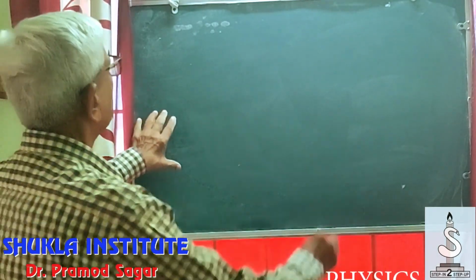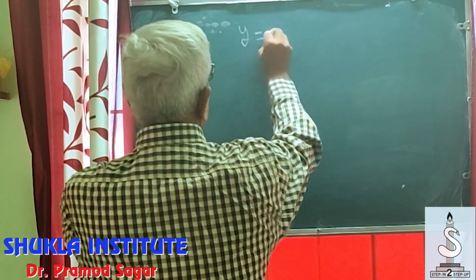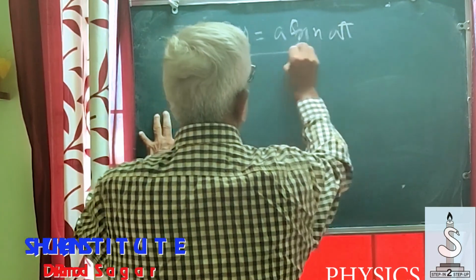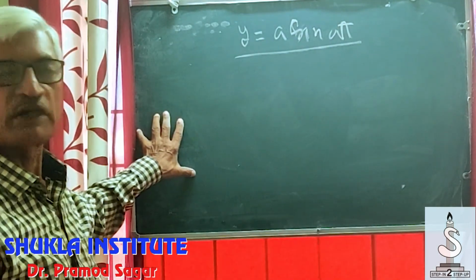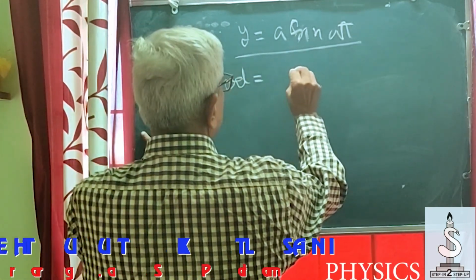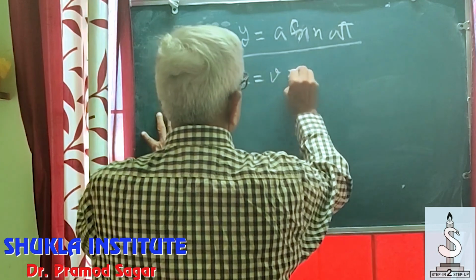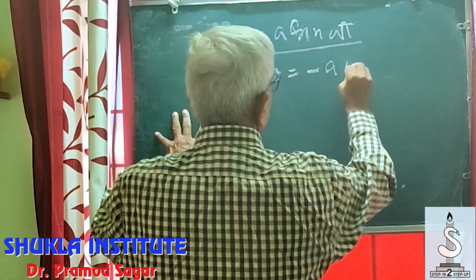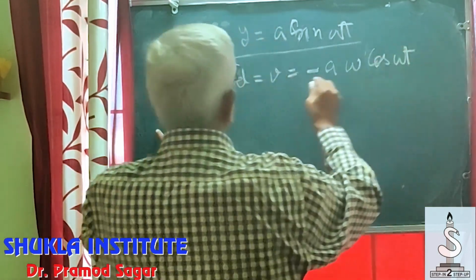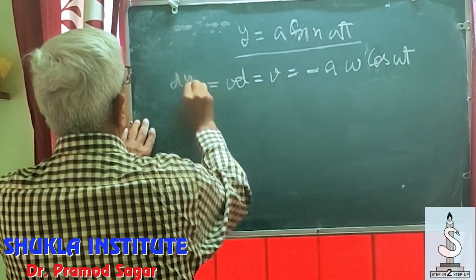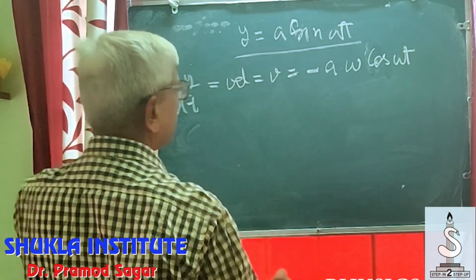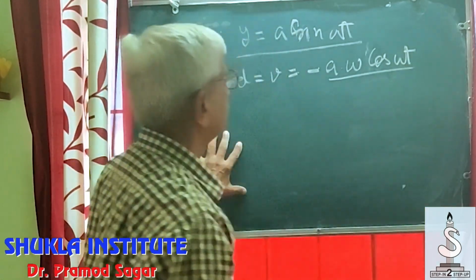If you remember, if I write down that y is equal to a sin omega t is the equation of motion of the particle, then velocity v is equal to minus a omega cos omega t, because it is just dy by dt, and acceleration we have already obtained. Now just look at this.